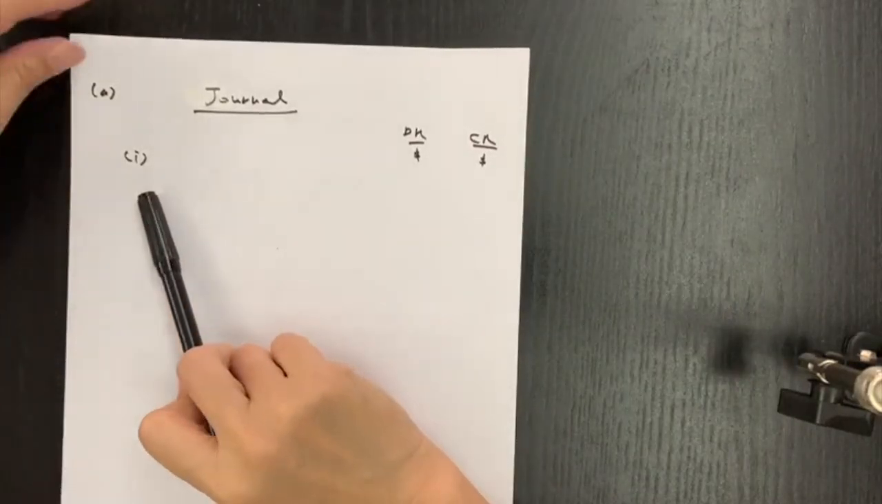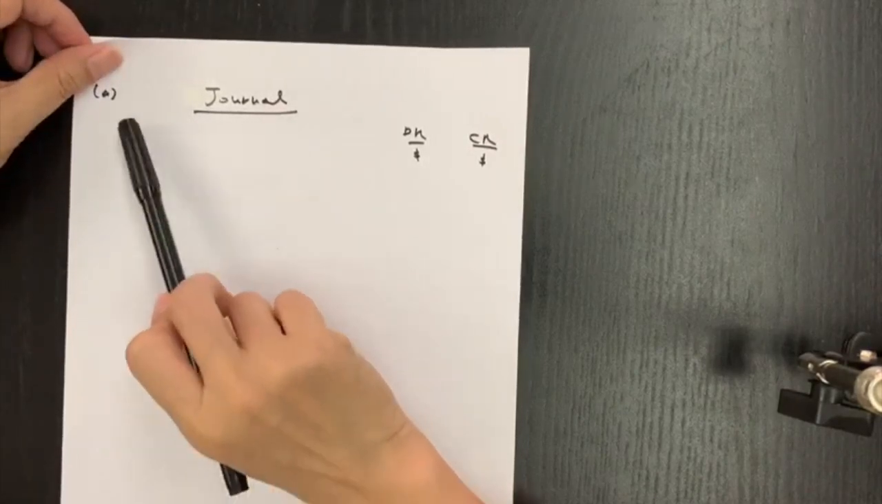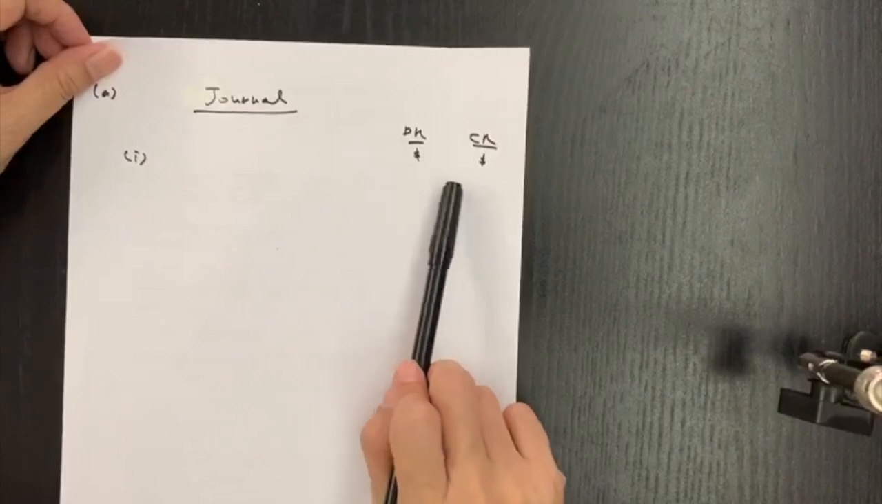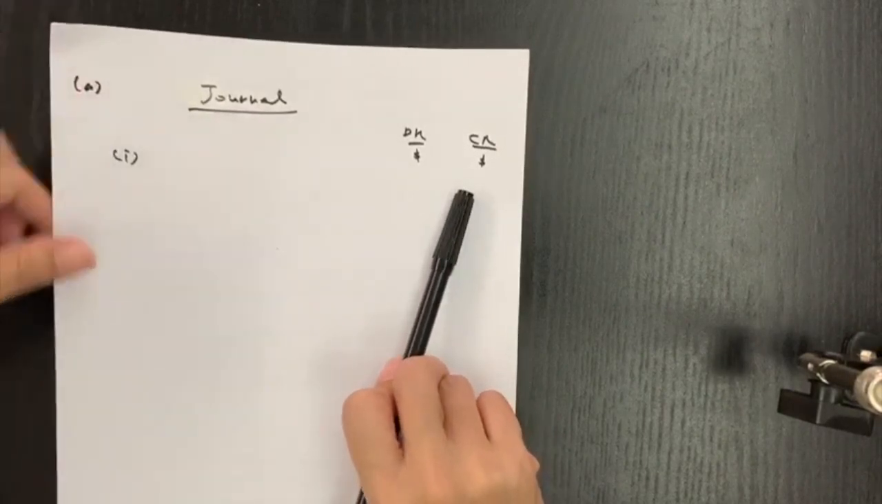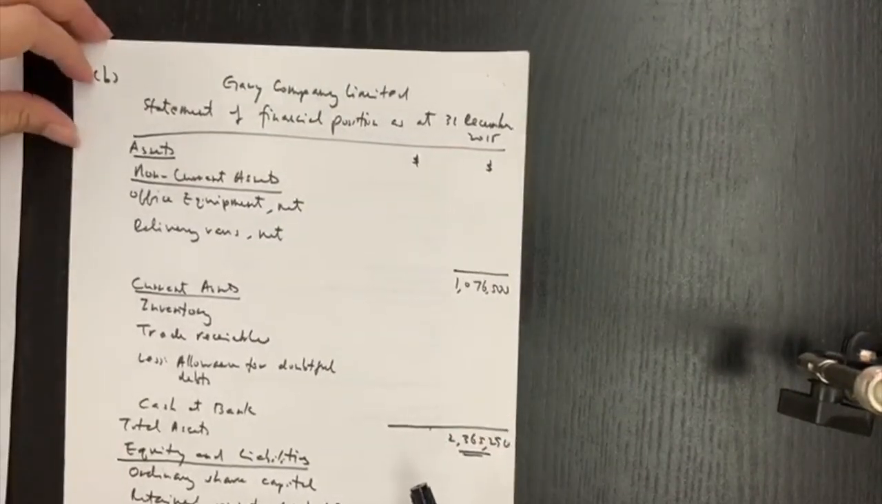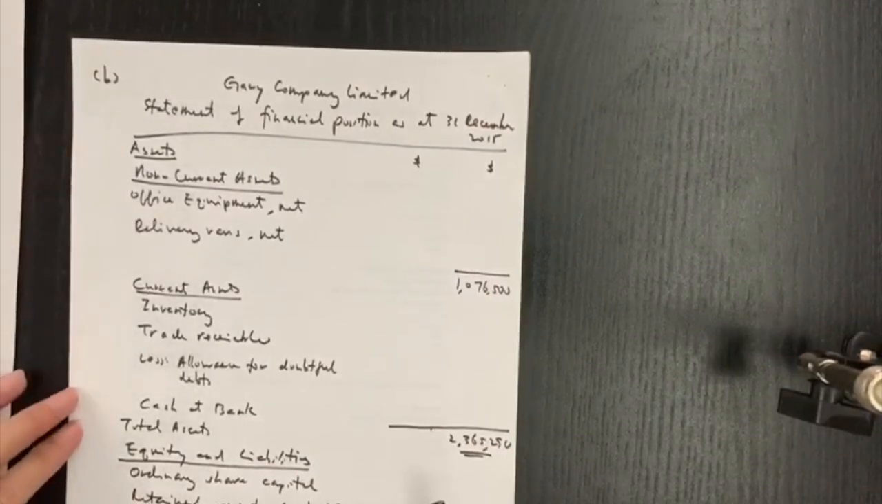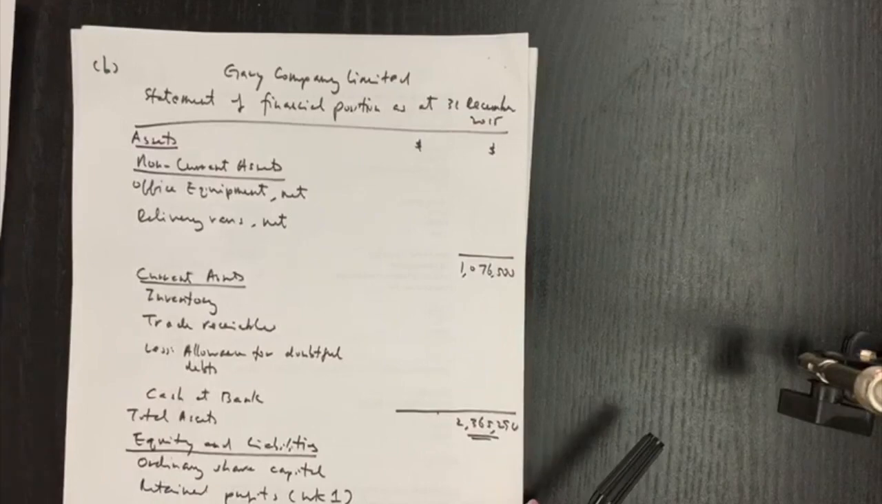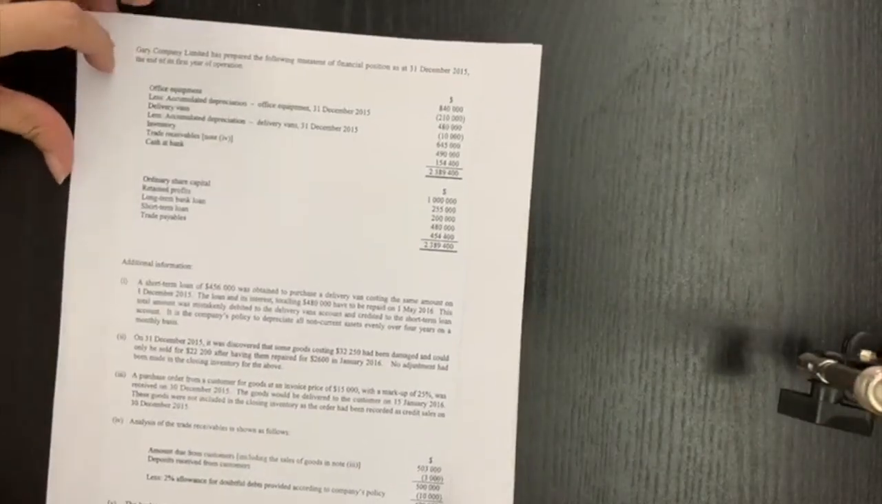And also after that, we need to prepare a statement of financial position. Okay, so here we have the journal entry for the answer in part A, and don't forget to show the debit column, credit column, and dollar sign, otherwise marks will be deducted. And after that, we have the answer for the statement of financial position of a limited company. Next we're going to look at the question step by step. So here, point number one.